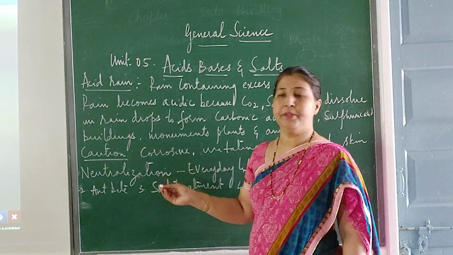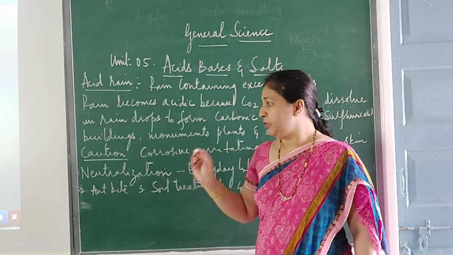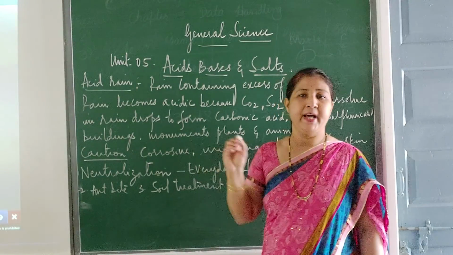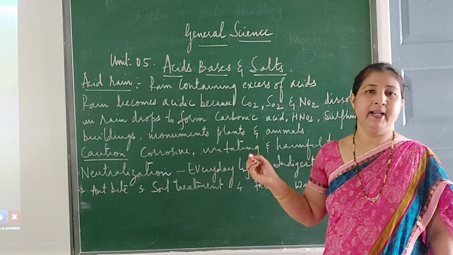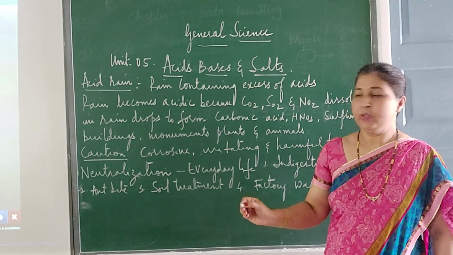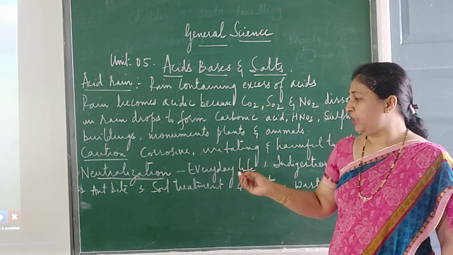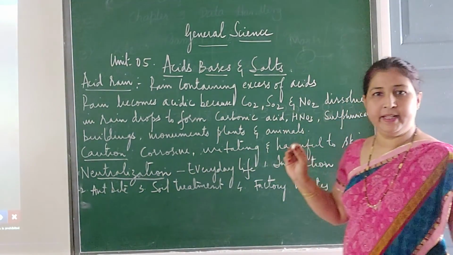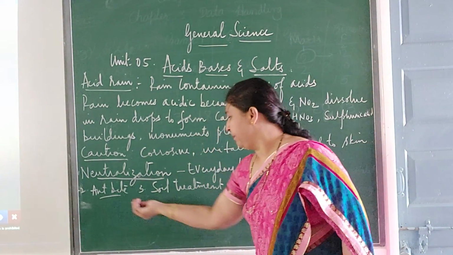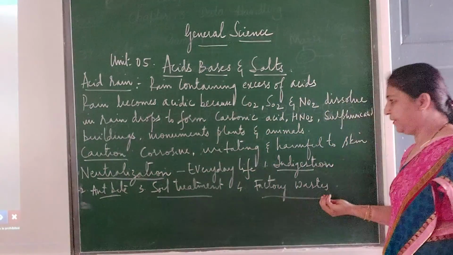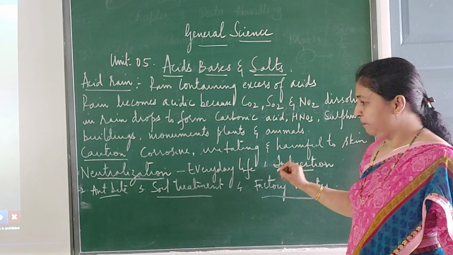Now next, today what we are going to study is neutralization. So what is neutralization? Neutralization is a process in which the acid and the base react to form what? Salt and water, and heat is evolved. Okay, this is called as neutralization. Then we apply neutralization in our daily life. For example, in digestion, soil treatment and factory waste. So these are the four uses of neutralization in our daily life.